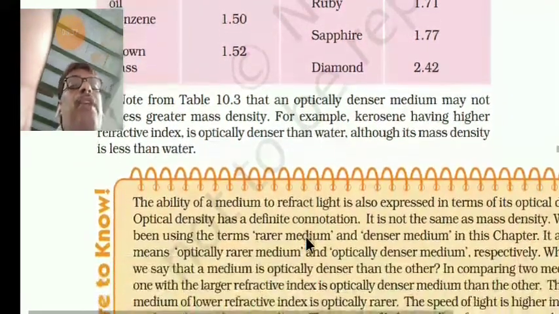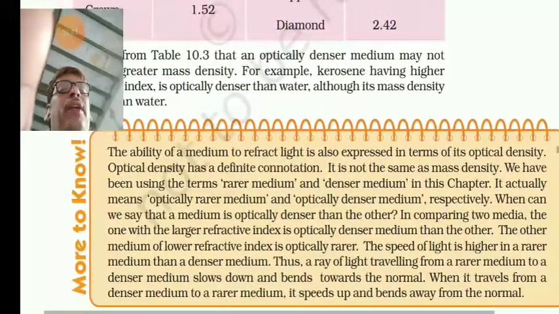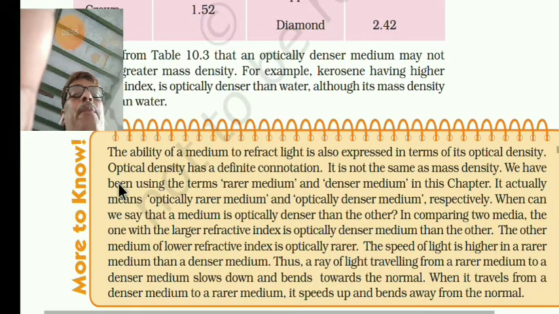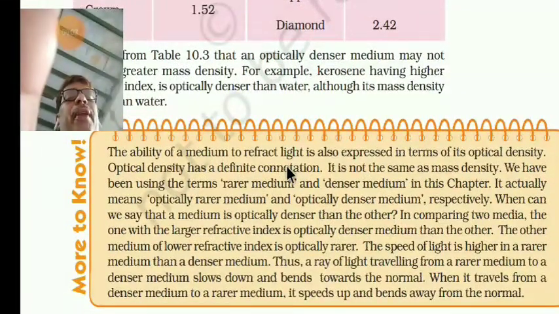Now we'll see this yellow colored box. The ability of the medium to refract light is also expressed in terms of its optical density. The optical density has a definite connotation, a definite meaning. It is not the same as the mass density. Mass density is different.